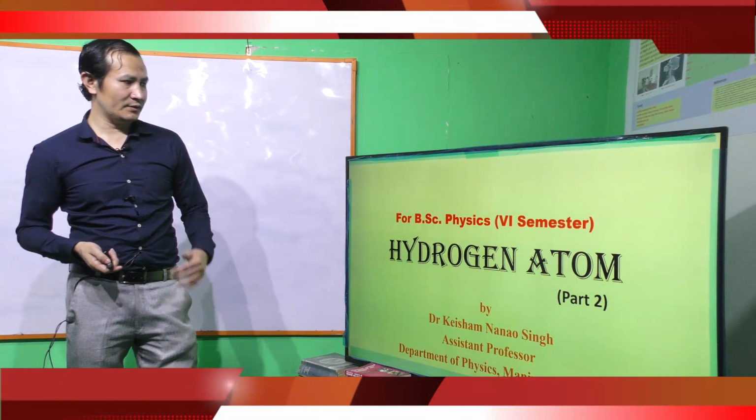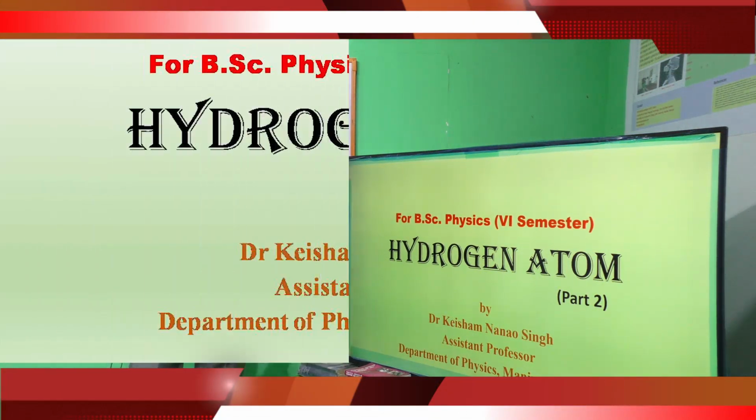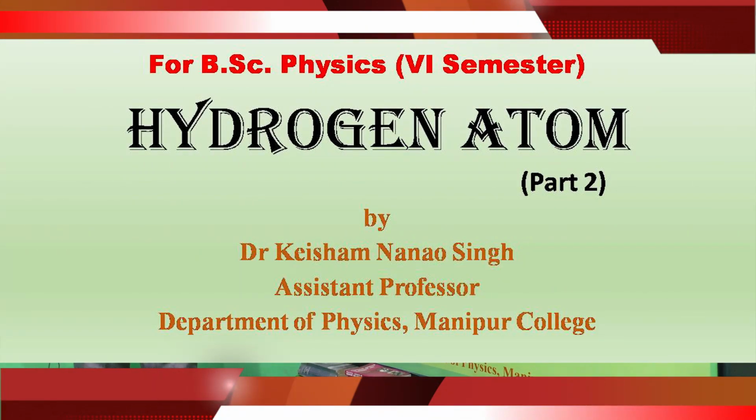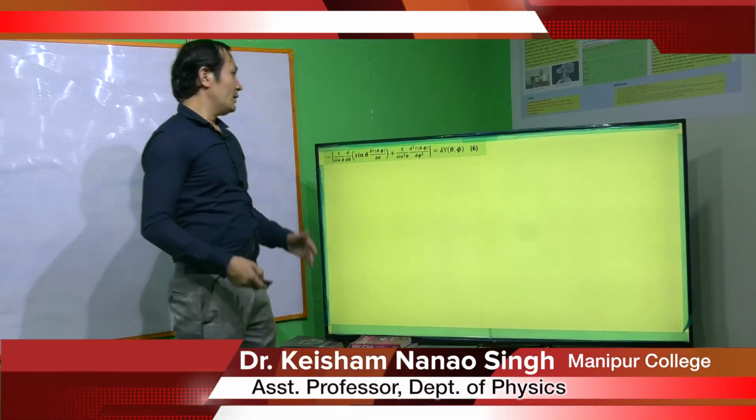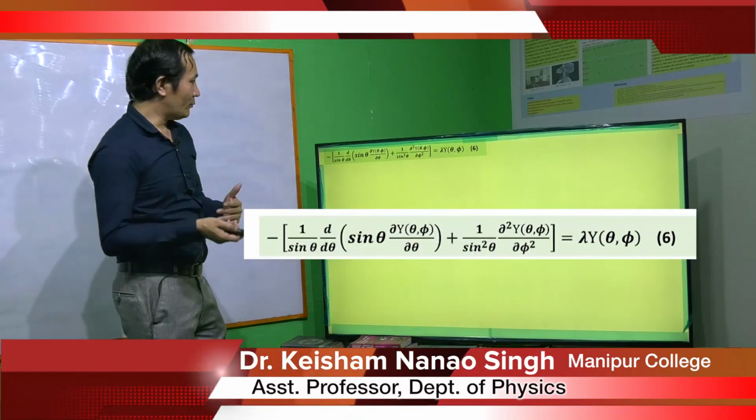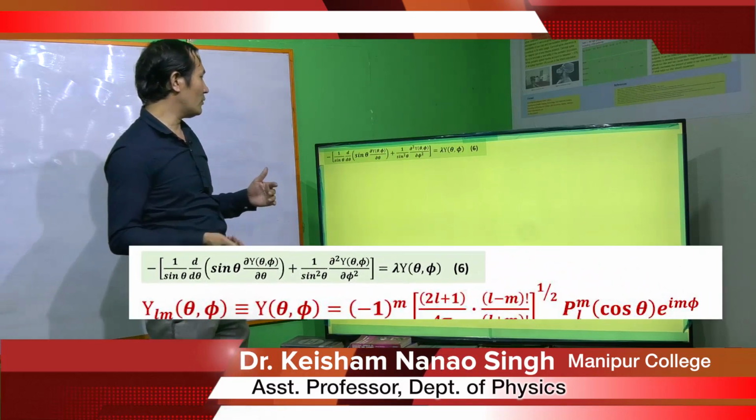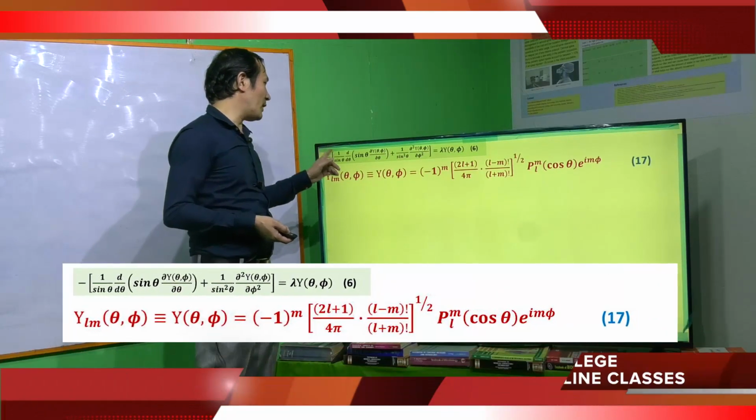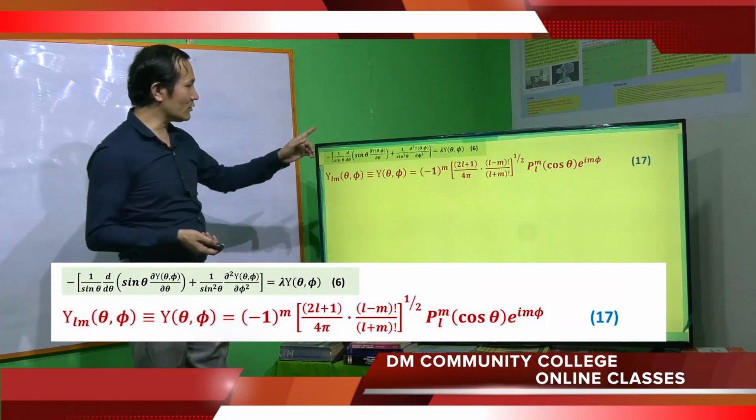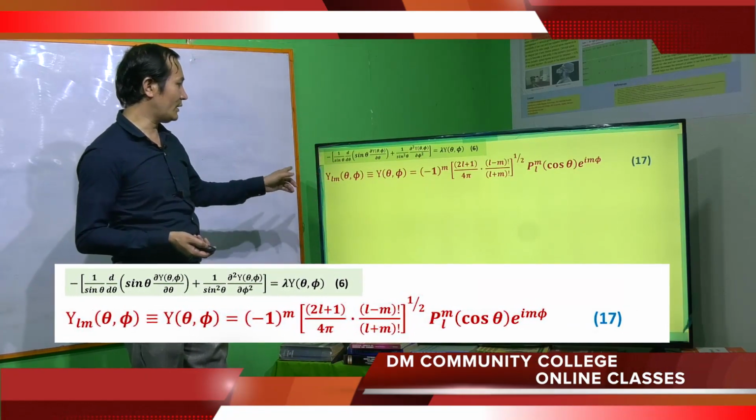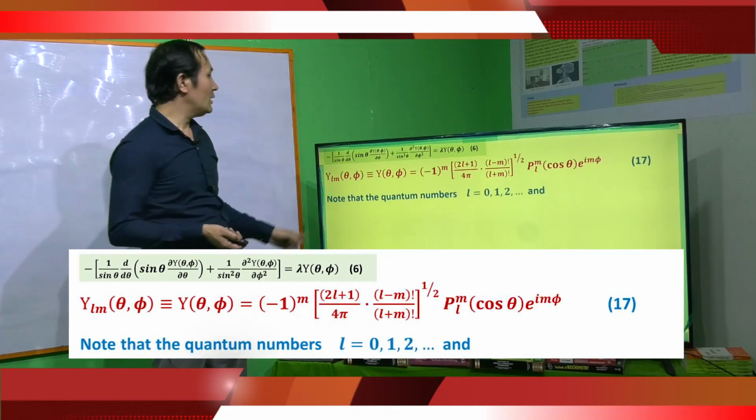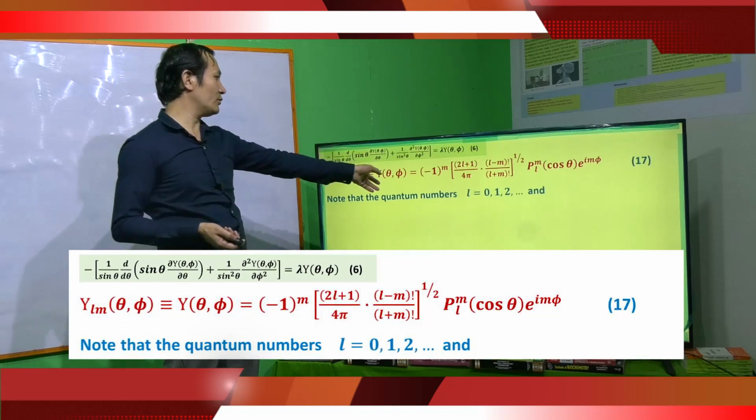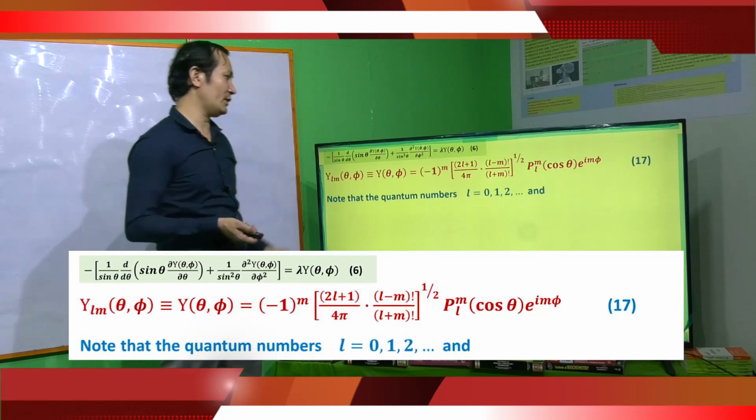Okay, coming back to the second part, in continuation of my earlier lecture on the hydrogen atom. So this is part 2. In our previous lecture, we solved the angular part of the equation, that was called equation 6, and that solution is given by the spherical harmonics, Y_lm, equal to this one, and that is equation 17.